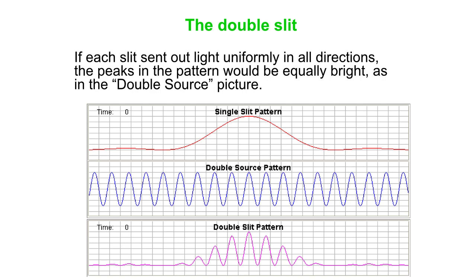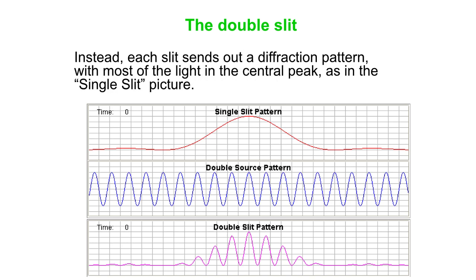Nice and simple. But what happens is that each slit sends out a diffraction pattern where most of the energy is directed in the central maximum beam. At some angles, no light at all is sent out, and then there are these little side lobes where you get a little bit of energy being sent out. Not a lot, but a little bit.